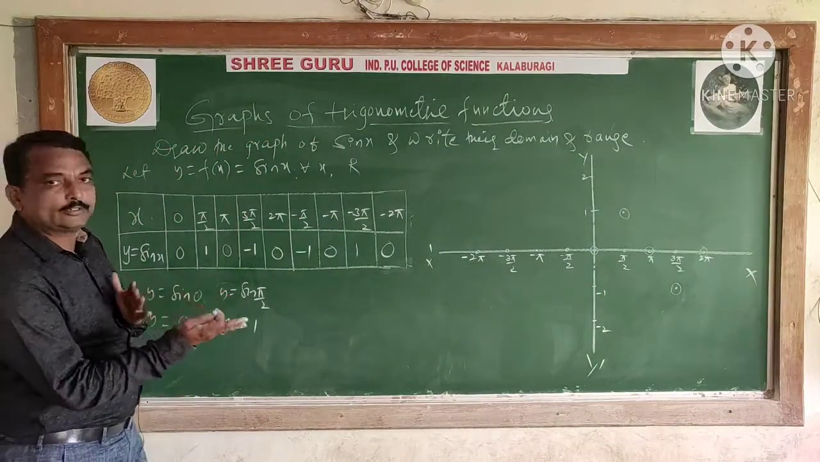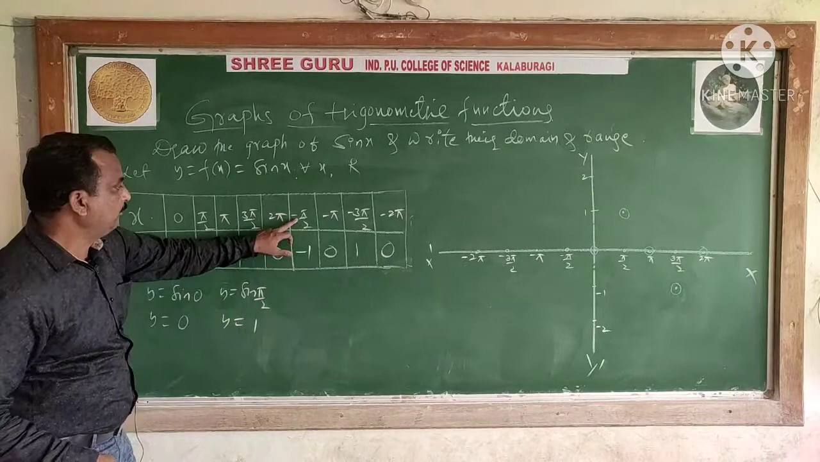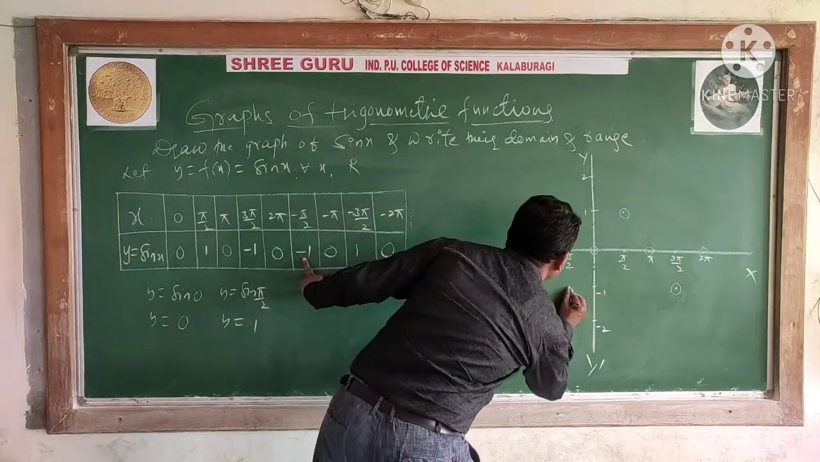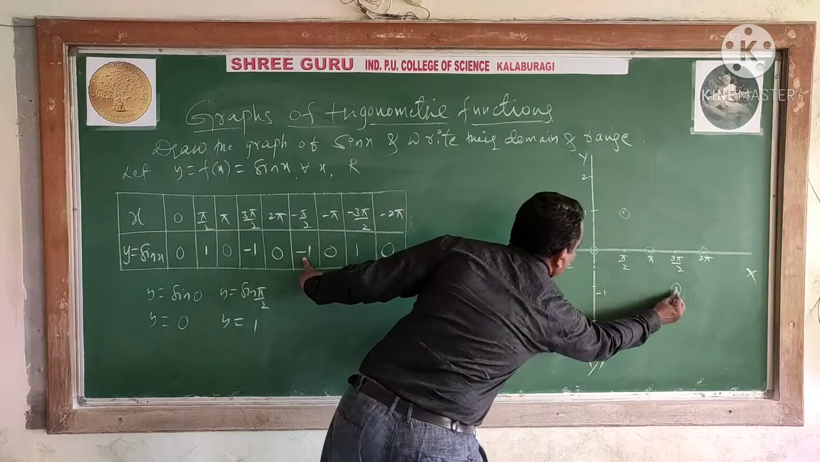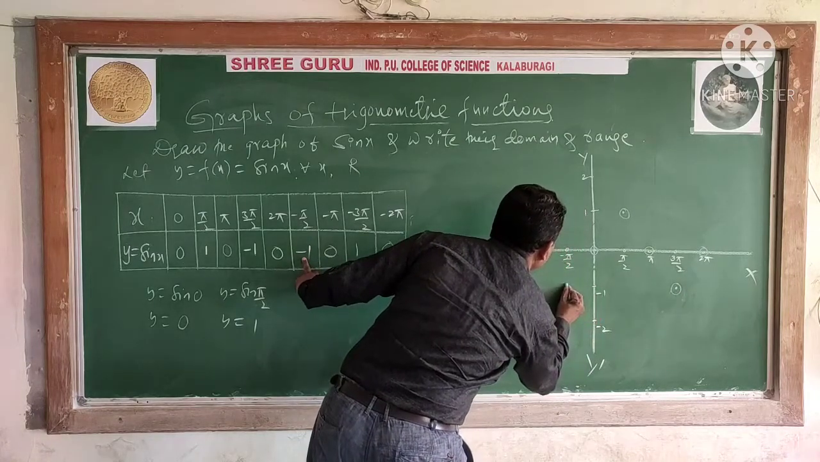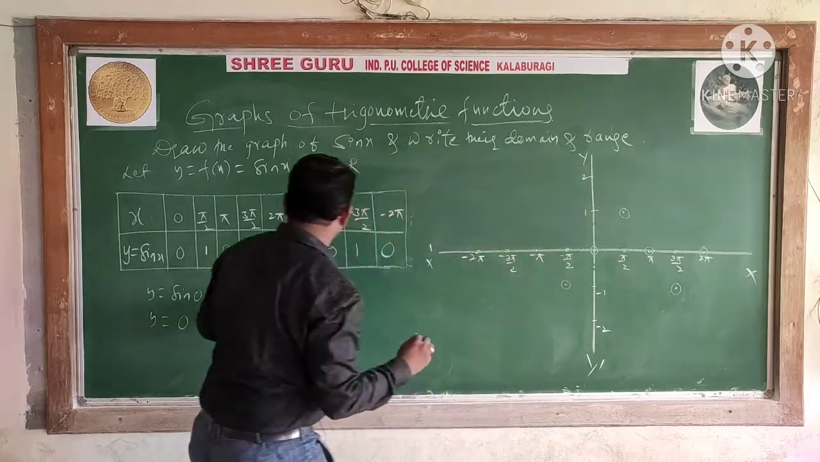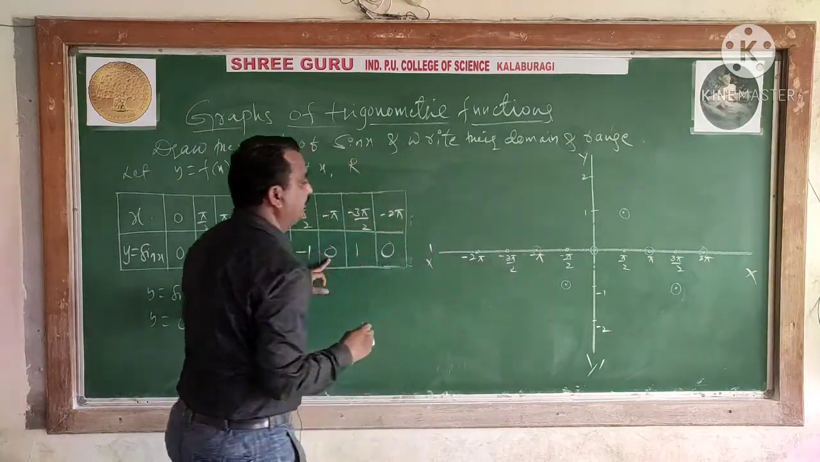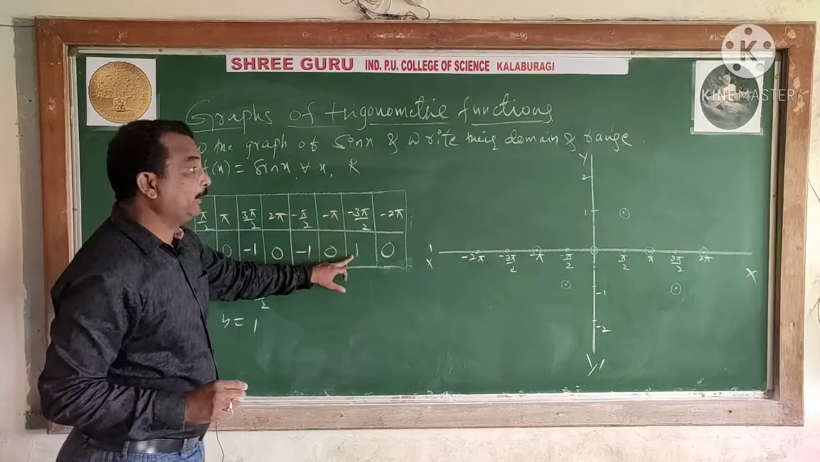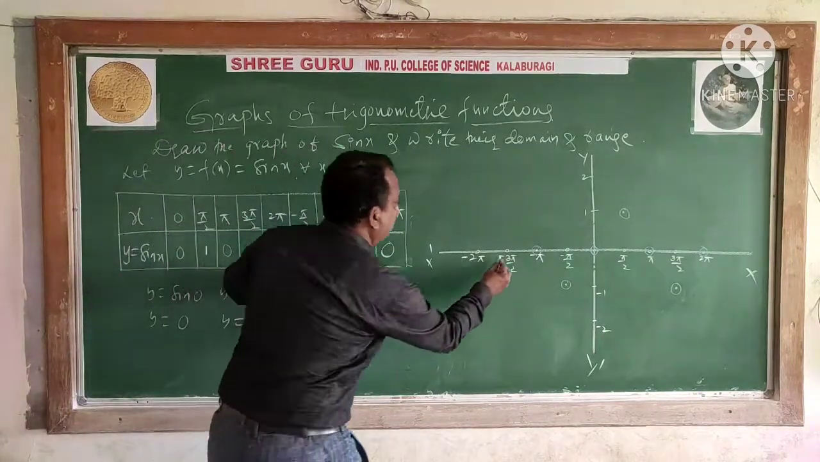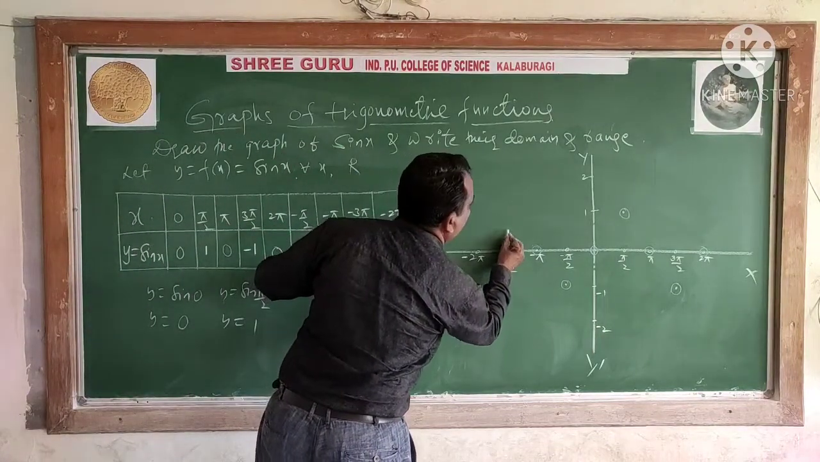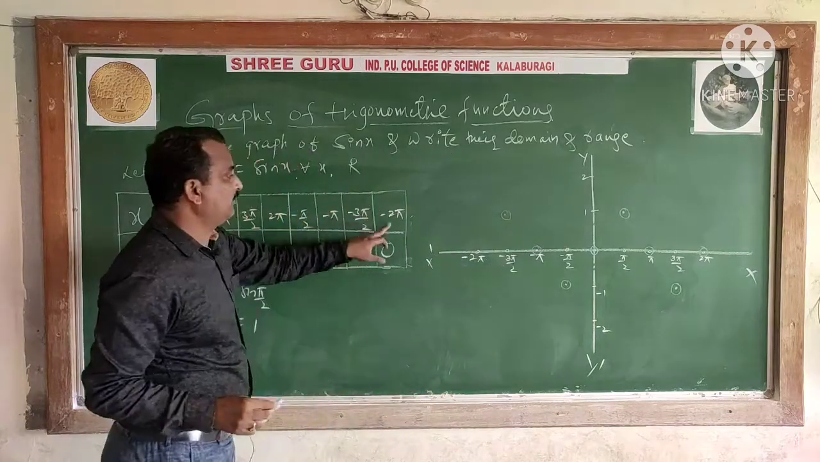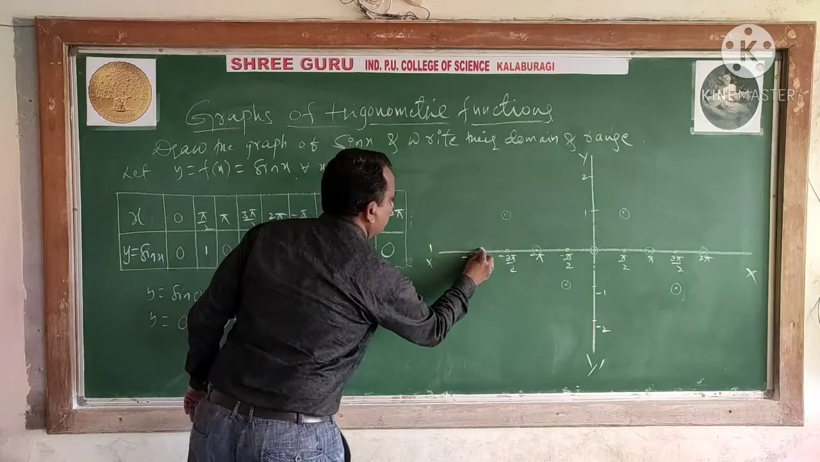Now let us similarly take the negative values on the negative x-axis. When x is minus pi by 2, y is what? It is minus 1. When x is minus pi, it is 0. When x is minus 3 pi by 2, it is plus 1. And when x is minus 2 pi, it is 0.